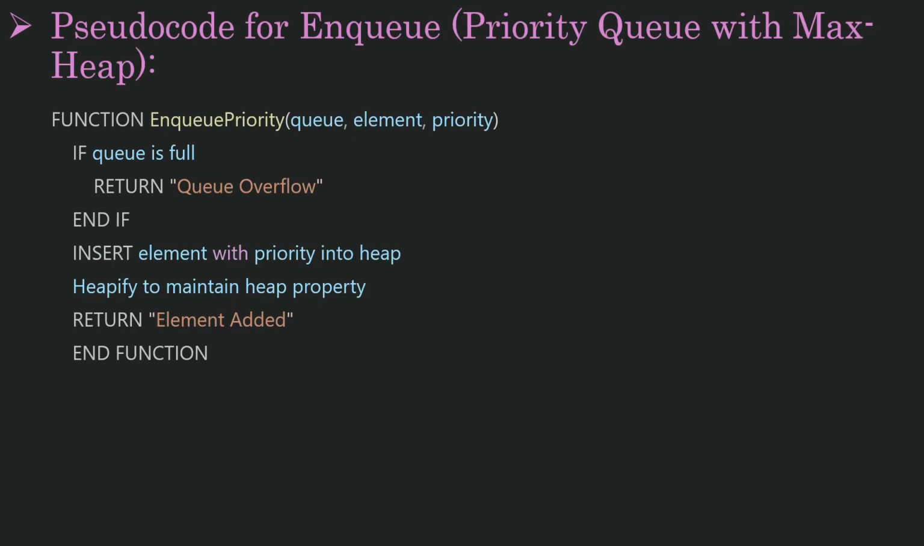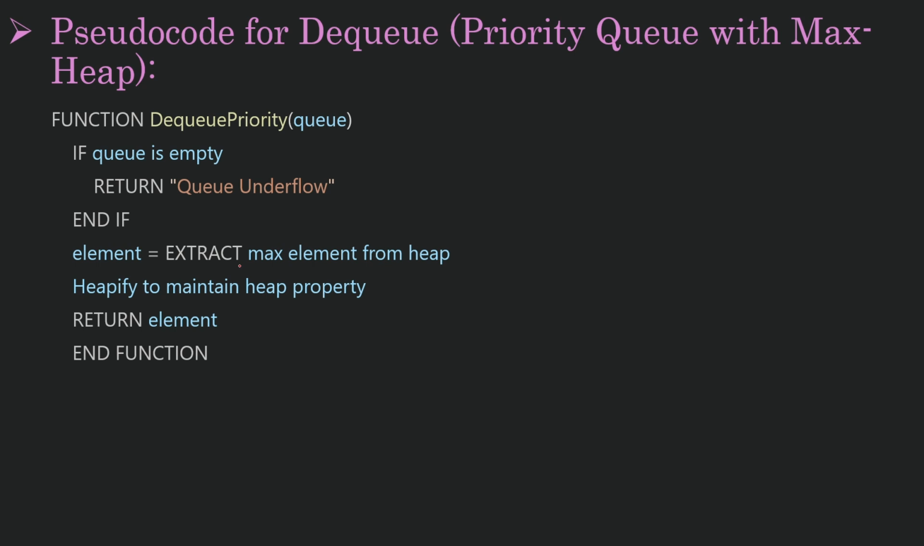Pseudocode for enqueue in a priority queue with max heap. Check if the queue has reached its maximum capacity. Return error if no space is available. Add the element with its priority to the heap. Reorganize the heap to maintain the max heap property. Indicate successful addition.